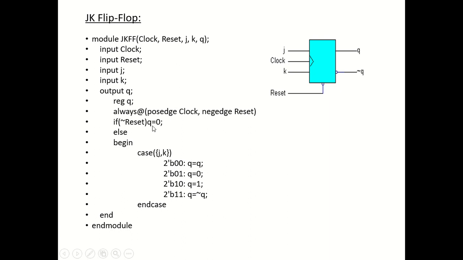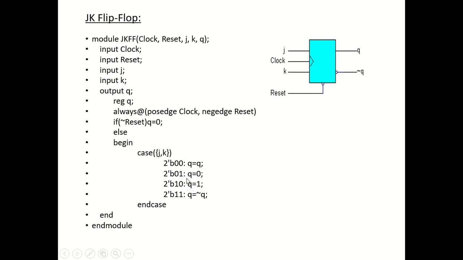If reset, then Q is equal to 0, the output will be asserted as 0. Else begin, there are multiple cases, 4 cases, because you have two inputs: 00, 01, 10 and 11. If 00, as per your truth table, it will stay in the previous state itself. So Q is equal to Q.